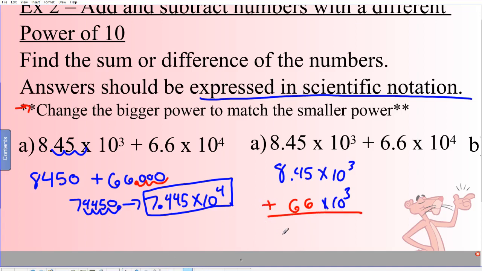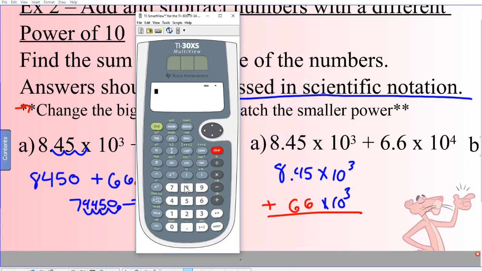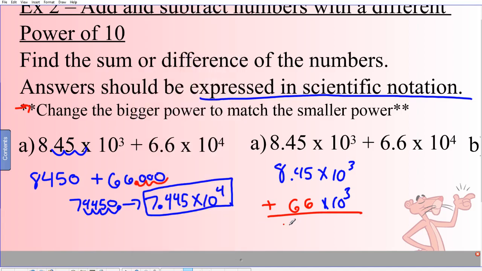So now you can add the decimal pieces together. So this becomes then 8.45 plus 66. So that is the number 74.45 times 10 to the third. Remember, your power stays the same. And since this is not quite in scientific notation, we're going to change this into scientific notation.